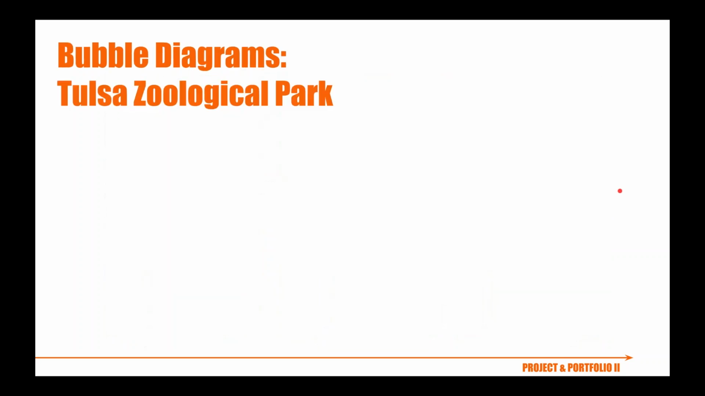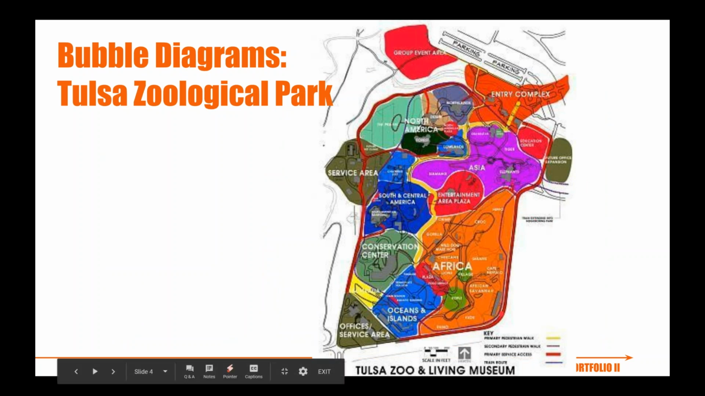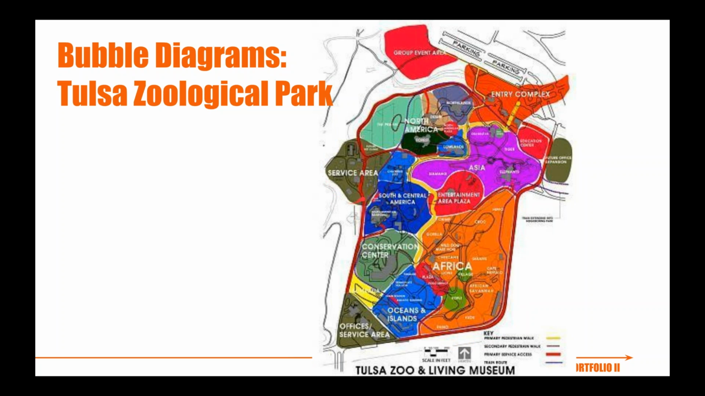So bubble diagrams are used a lot in architecture, and here's a real-world example of that with the Tulsa Zoo. So here you can see different bubbles or different plans for the areas of the zoo, right? So down here you've got Africa, and you've got Asia up here, you've got North America, et cetera. They're all just blobs, all just vague bubbles for what they're going to represent later on.